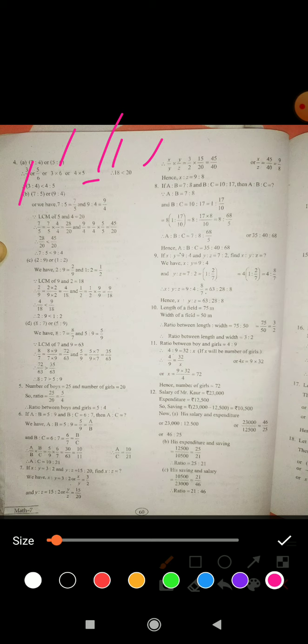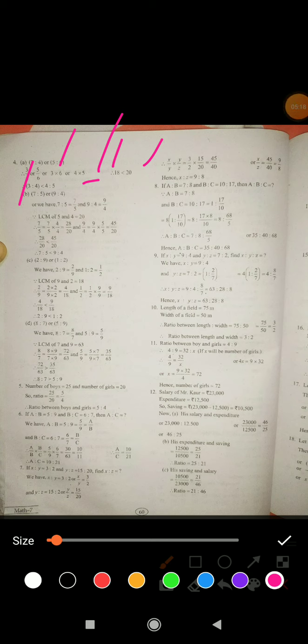Like this. Second, 7 ratio 5 or 9 ratio 4. So 7 upon 5 and 9 upon 4. We can do cross multiplication, or find the LCM of 5 and 4, which is 20. So 7 upon 5 multiplied by 4 by 4, we get 28 upon 20, and 9 by 4 multiplied by 5 by 5 is equal to 45 upon 20. So 28 upon 20 is less than 45 upon 20. So 7 ratio 5 is less than 9 ratio 4.